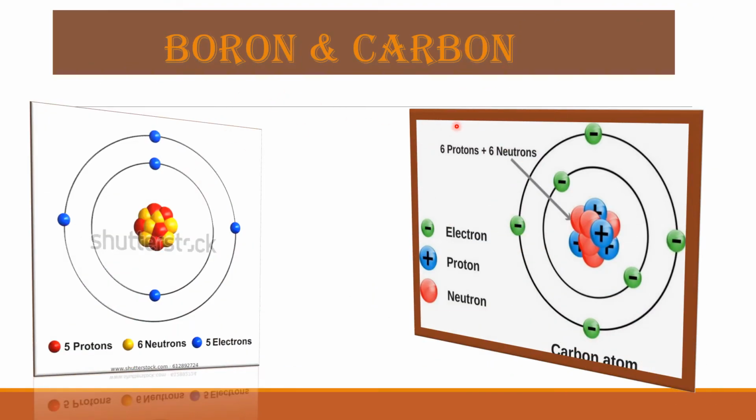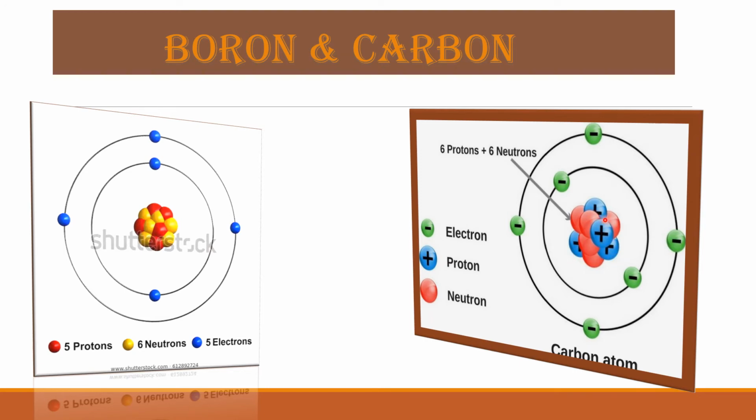Next one is boron and carbon. This is boron atomic structure, 5 protons, 1, 2, 3, 4, 5. 6 neutrons, 1, 2, 3, 4, 5, 6. 6 neutrons and 5 electrons are present, 1, 2, 3, 4, 5. And this is carbon atomic structure, where 6 electrons are present, 1, 2, 3, 4, 5, 6. And 6 protons are also present, 1, 2, 3, 4, 5, 6.